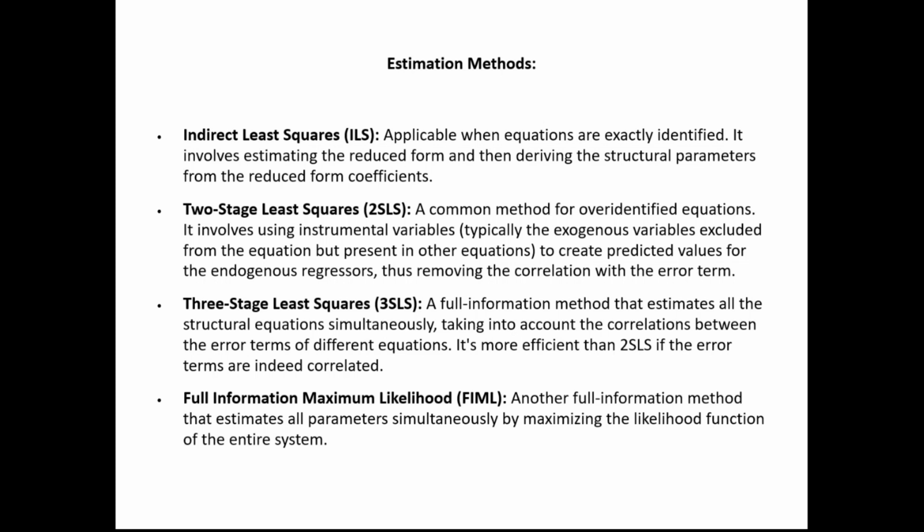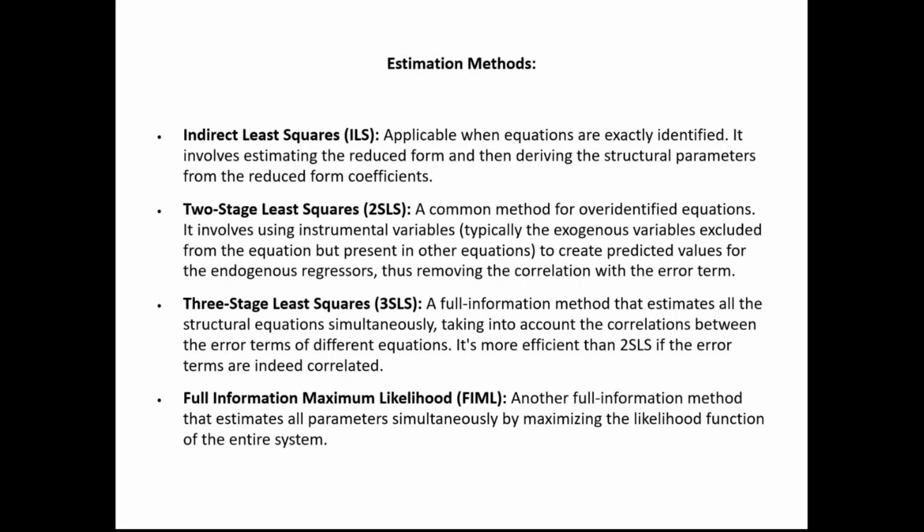The second is called two-stage least squares, a common method for over-identified equations. It involves using instrumental variables, typically the excluded exogenous variables, which you'll understand later. For the time being, you should just remember that two-stage least squares is used when the equation in the system of equations is over-identified.